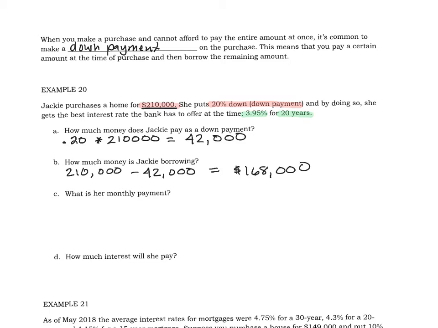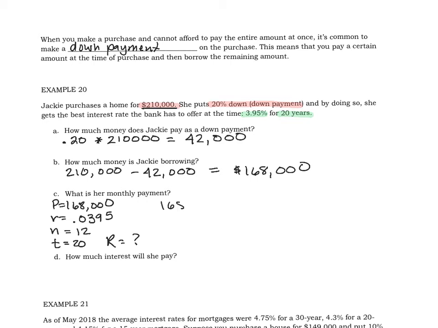So now we want to know what her monthly payment is. Her principal is $168,000. What else did they give us here? The rate was 3.95, so 0.0395. It's a house, and they said monthly payment, so n is 12, and our t is going to be 20 years, and we want to know what the monthly payment is.